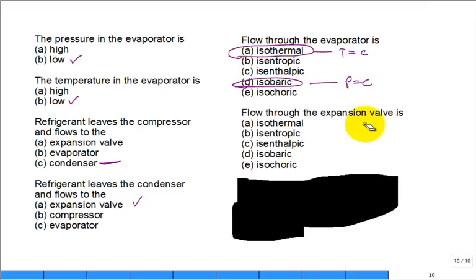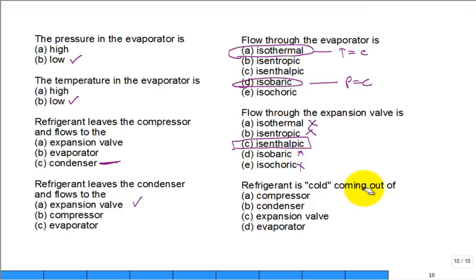Next one. Flow through the expansion valve is isenthalpic. Is it anything else? Is it isentropic? No. Is it isothermal? Hold it. Is there any heat transfer in the expansion valve? No, it's not. But the temperature changes. The pressure changes. The temperature does change. It's not isothermal. Isobaric, no, huge pressure change. Isochoric, what does that mean? Constant volume or constant specific volume, no.